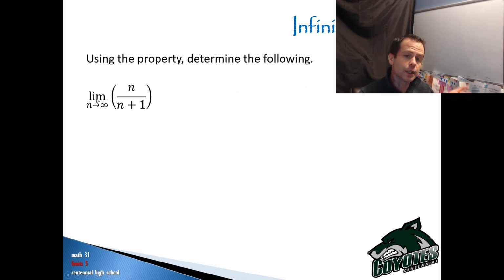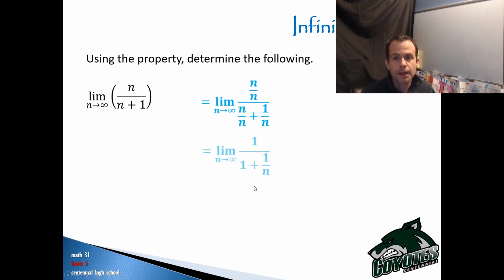So determine the limit as n approaches infinity of n over n plus 1. The highest degree I see in the denominator is the n, so everything gets divided by n, and I'm left with 1 over 1 plus 1 over n. This becomes 0. I'll just circle that again for you so you can see where I am. That will become 0 because of that property. And so the limit here will be 1 over 1, which is 1.